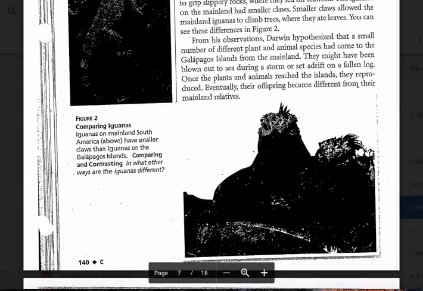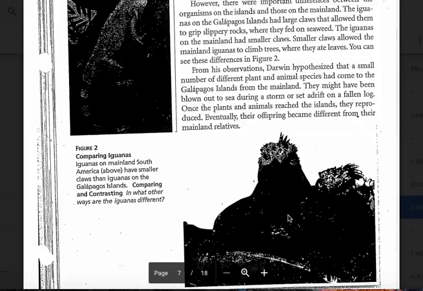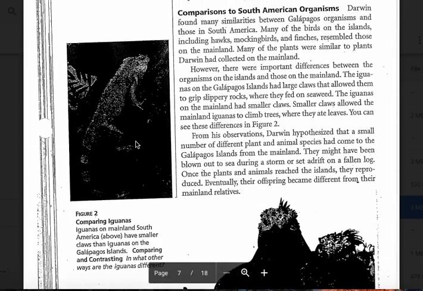Not the best picture, but these are the ones from the mainland, and then these are the ones from the Galapagos Islands. So they have big claws, and they were eating seaweed, and the ones from South America had smaller claws and were eating in trees. So he's up on the tree.